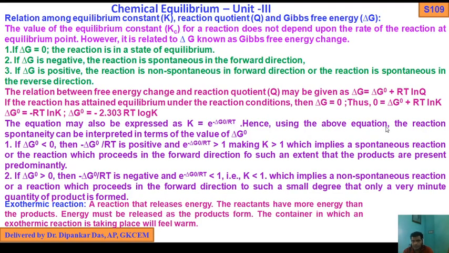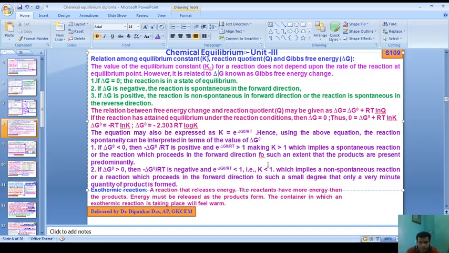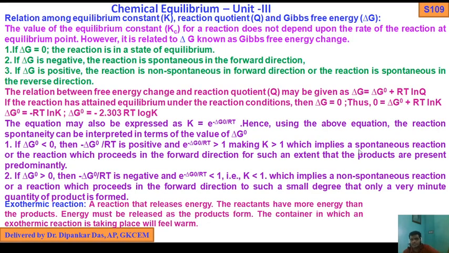Hence, using the above equation, the reaction spontaneity can be interpreted in terms of the value of ΔG0. If ΔG0 is less than 0, then minus ΔG0 by RT is positive and e to the power minus ΔG0 by RT is greater than 1, making K greater than 1, which implies a spontaneous reaction, or a reaction which proceeds in the forward direction to such an extent that products are present predominantly.